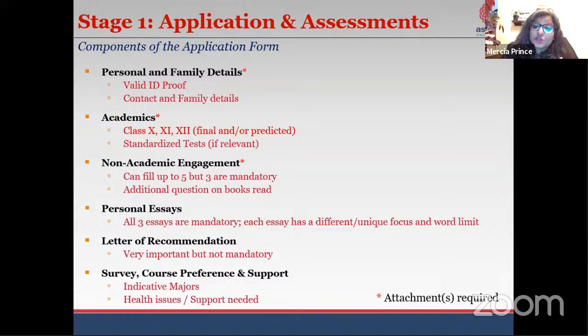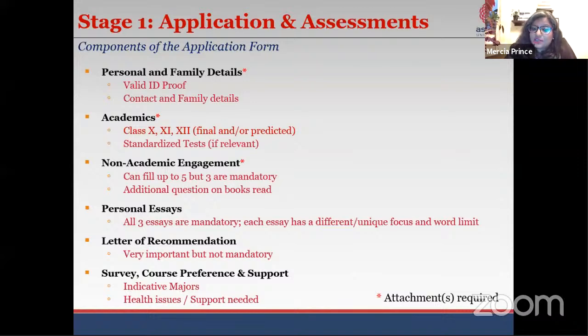There is a section on personal essays, which is an important part, which I will again talk about and read the prompts out to you. There are 3 essays, and all have a different and unique focus. So we're expecting you to address the prompt carefully. And of course, there's a word limit, which is also different. Then we expect you to submit your essays within that word limit.